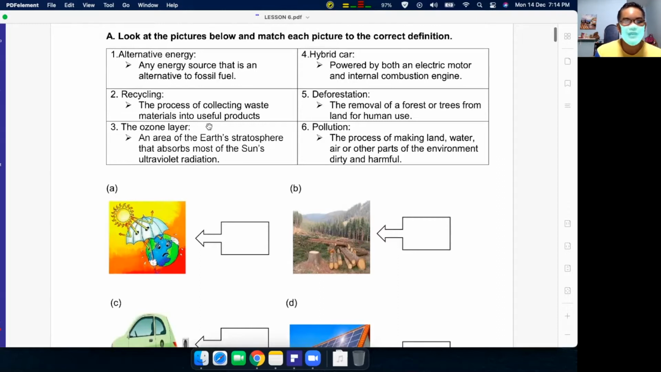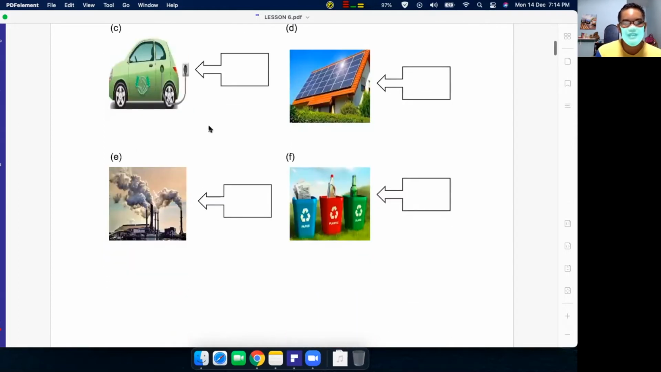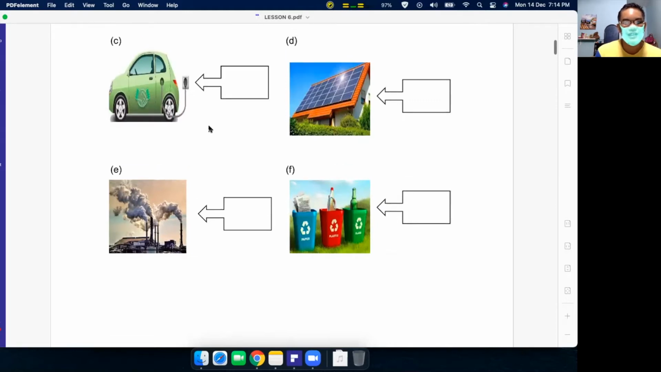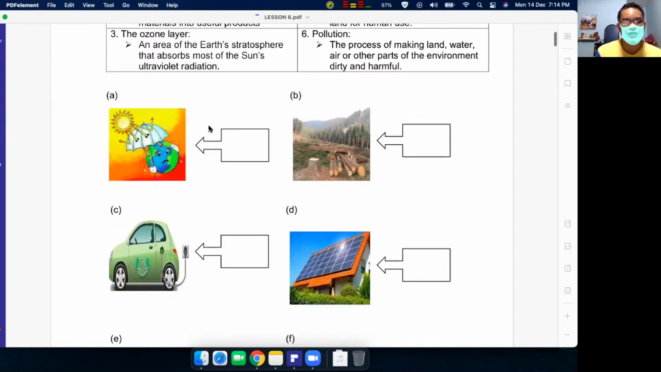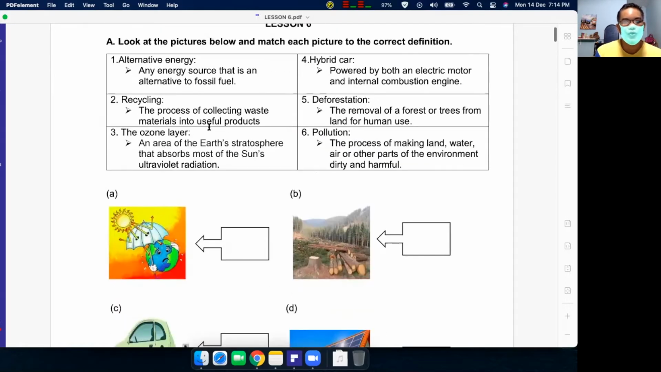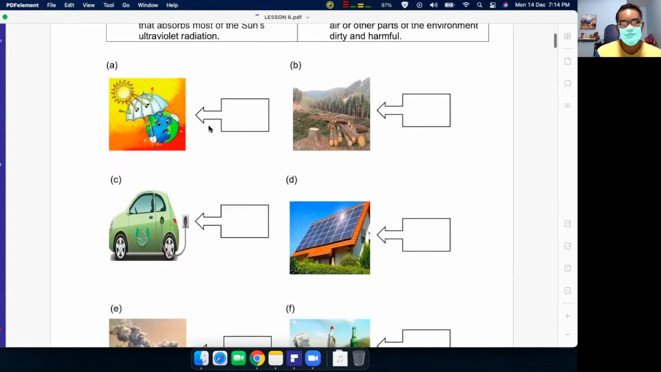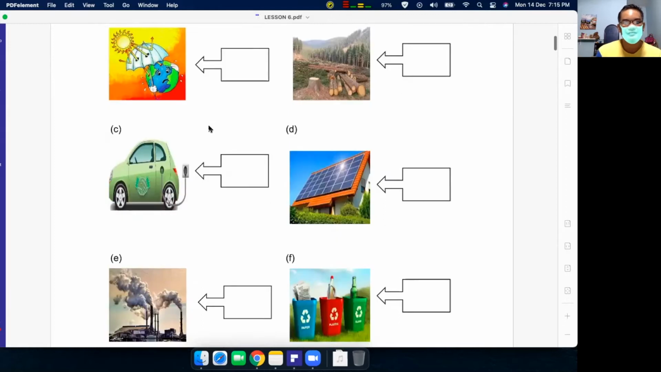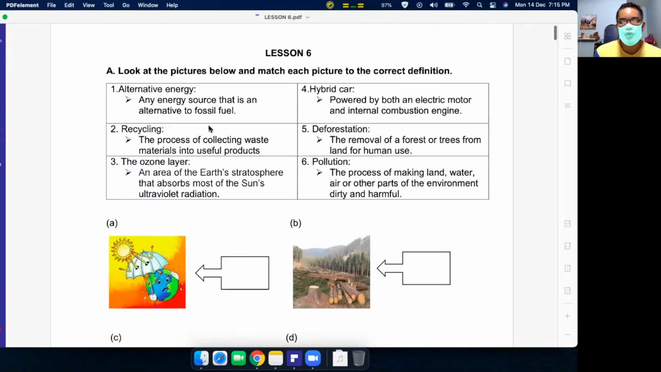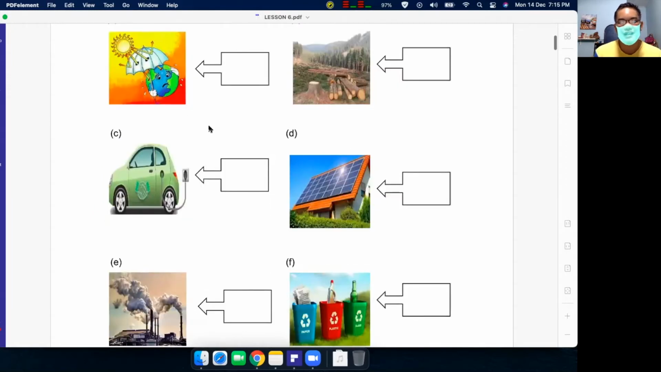Number 2, recycling, the process of collecting waste materials into useful products. This is a very easy one to answer. We can always see those bins around our school. Number 3, the ozone layer, an area of the Earth's stratosphere that absorbs most of the sun's ultraviolet radiation. This is very easy, right? Number 4, hybrid car, powered by both an electric motor and internal combustion engine. There's only one picture of car here.